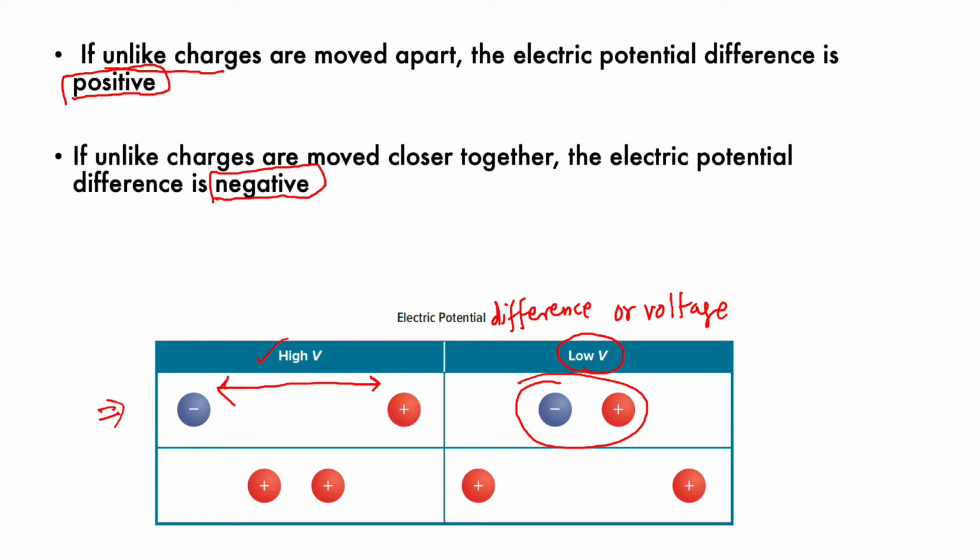Now we can also see in the second diagram, that's about like charges. Like charges means you have similar charge, positive, positive. If you bring like charges closer, then that's high voltage, and if you take the like charges far away from each other, that's low voltage.